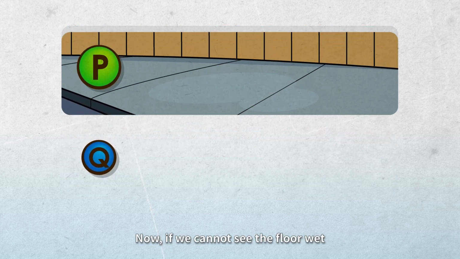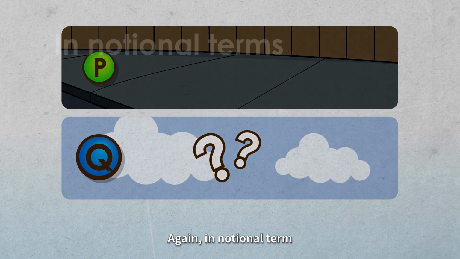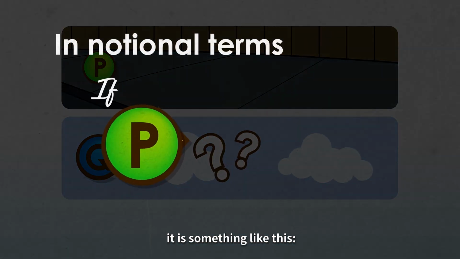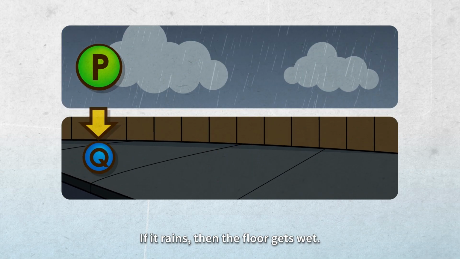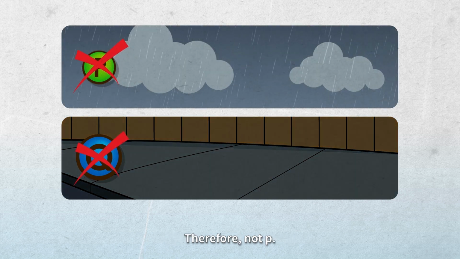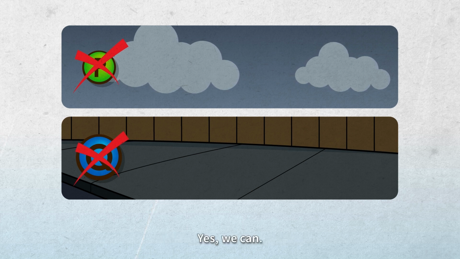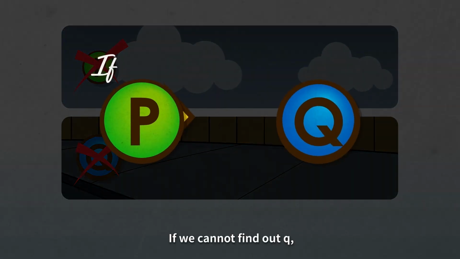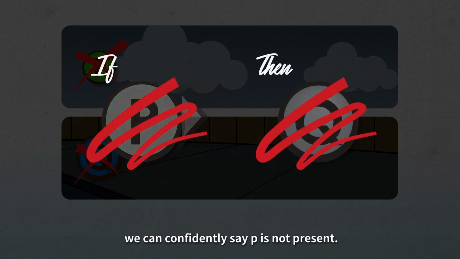Now, if we cannot see the floor wet, can we say that it doesn't rain? Again, in notional terms, it's something like this. If P, then Q. If it rains, then the floor gets wet. Given not Q, now the floor is not wet, therefore not P. Therefore, it does not rain. Yes, we can. If we cannot find Q, we can confidently say P is not present.